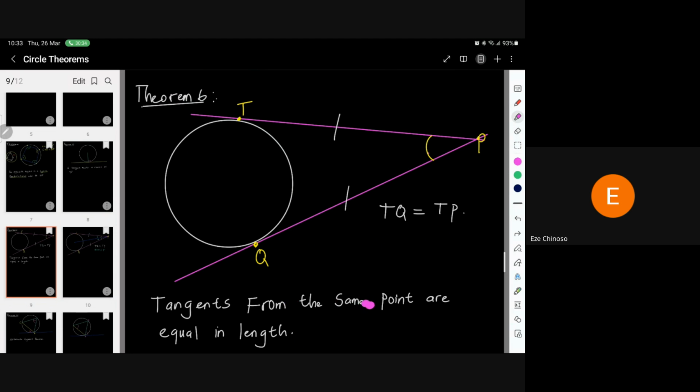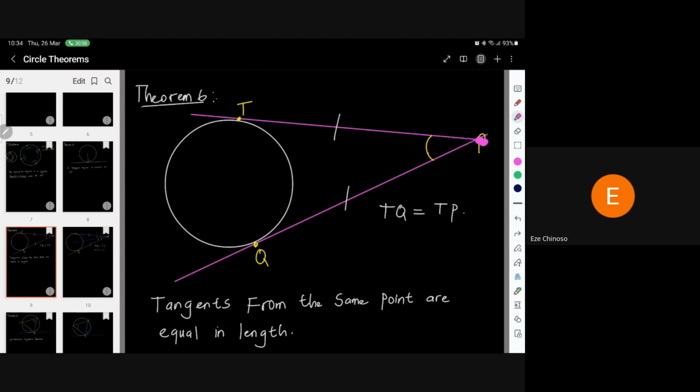Now, tangents from the same point are equal in length. I go again. Tangents from the same point are equal in length. So now you have a tangent. They are from the same point. This is the same point right here. So like I said, the tangent just touches the circle a bit. The tangent does what? Touches the circle a bit.